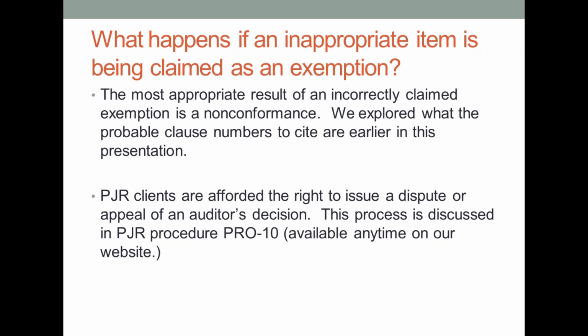Now, what happens if an inappropriate item is being claimed as an exemption? The most appropriate result of an incorrectly claimed exemption is a nonconformance. We've explored the possible clause numbers to cite, and obviously we get calls like this from time to time from our auditors. They're saying, okay, this is what I'm seeing. I don't think this is an acceptable exemption. And we tell them, okay, write it up.